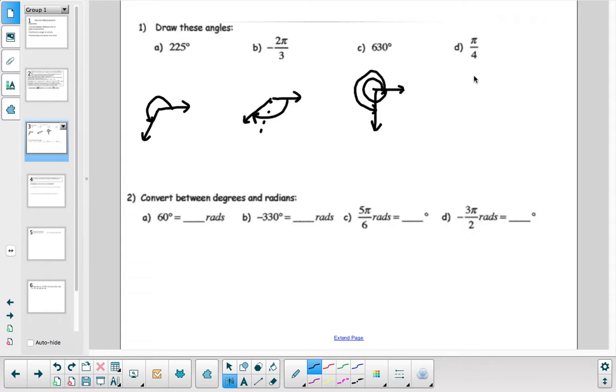And then pi over 4, this is positive. So again, we're going to go counterclockwise. This is a fourth of 180. So 90 is a half of 180. So a fourth would be halfway between there.